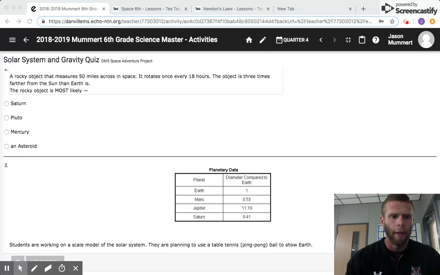Question 2. A rocky object that measures 50 miles across in space. It rotates once every 18 hours. The object is 3 times further from the Sun than Earth is. The rocky object is most likely Saturn, Pluto, Mercury, or an asteroid.